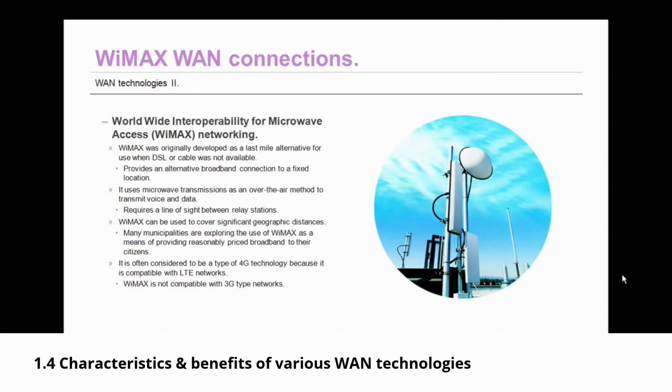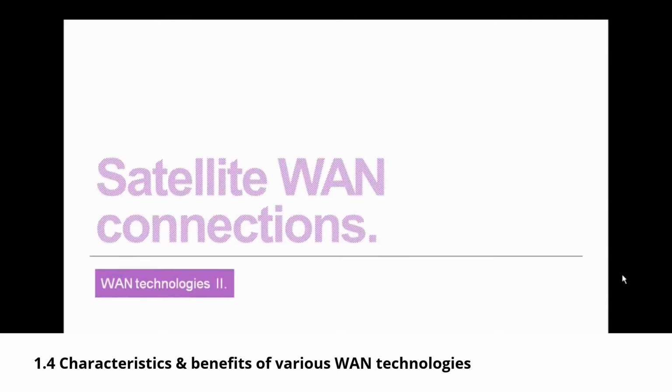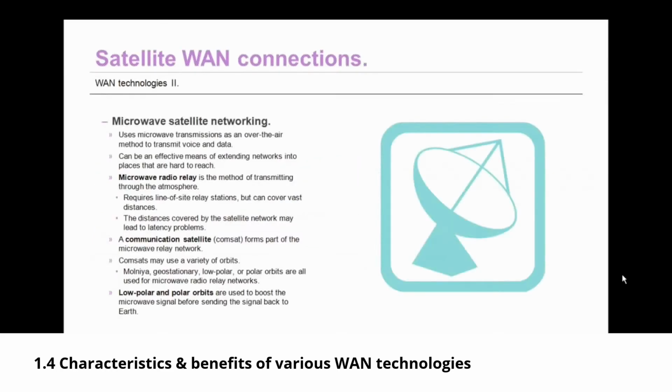But WiMAX is not compatible with third-generation cellular networks. It is time for us to conclude with satellite WAN connections. Satellite WAN connections are a type of microwave satellite networking. It uses microwave transmissions as an over-the-air method of transmitting voice and data, just like WiMAX.